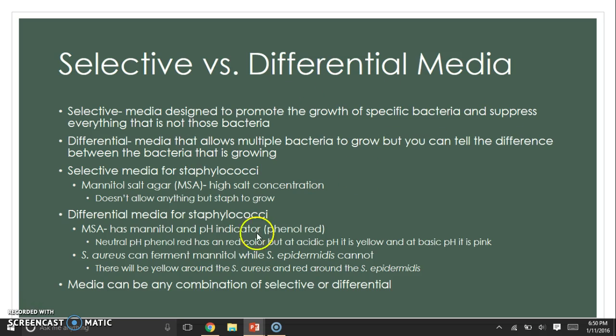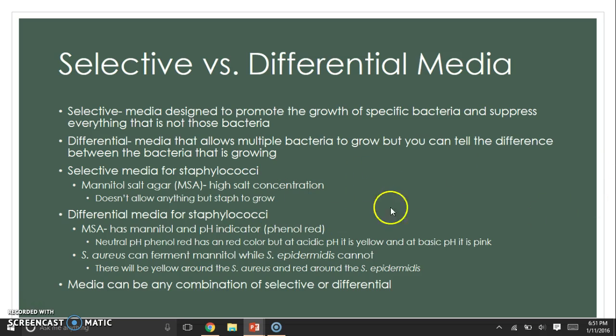All right, and so the way that it does this is that the mannitol salt agar has mannitol in it, which is a sugar that you can ferment, and a pH indicator, phenol red. Phenol red is the one that we used earlier, that starts as red, and then when it gets acidic, it goes to yellow.